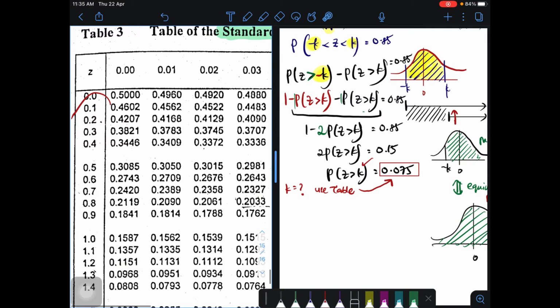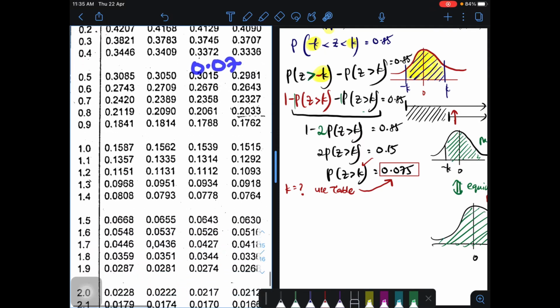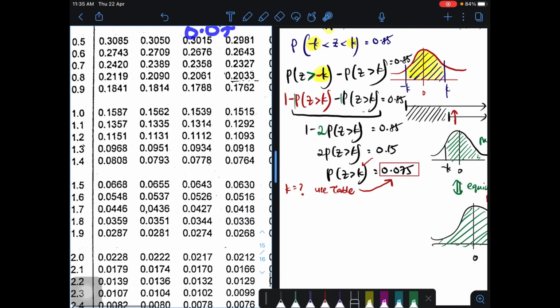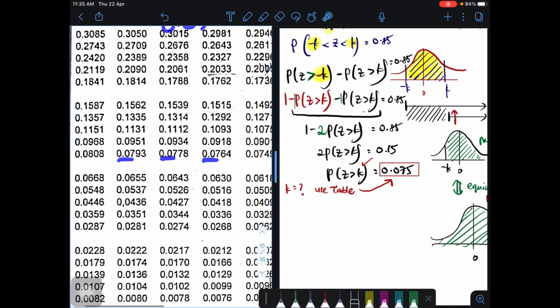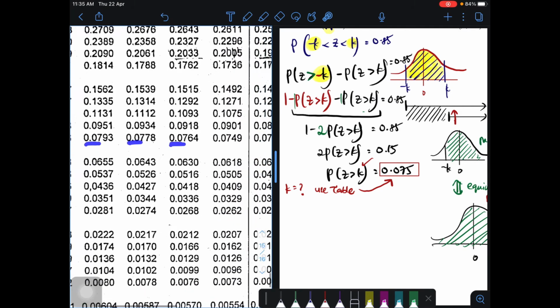Can you see inside here? Inside here, this is all its probability. What you need to do is just find 0.07 first. 0.07 berada di bawah. Okay, 0.07 ni ha. This is the area of 0.07, but find 0.075, which is very close to it. This is 0.075.